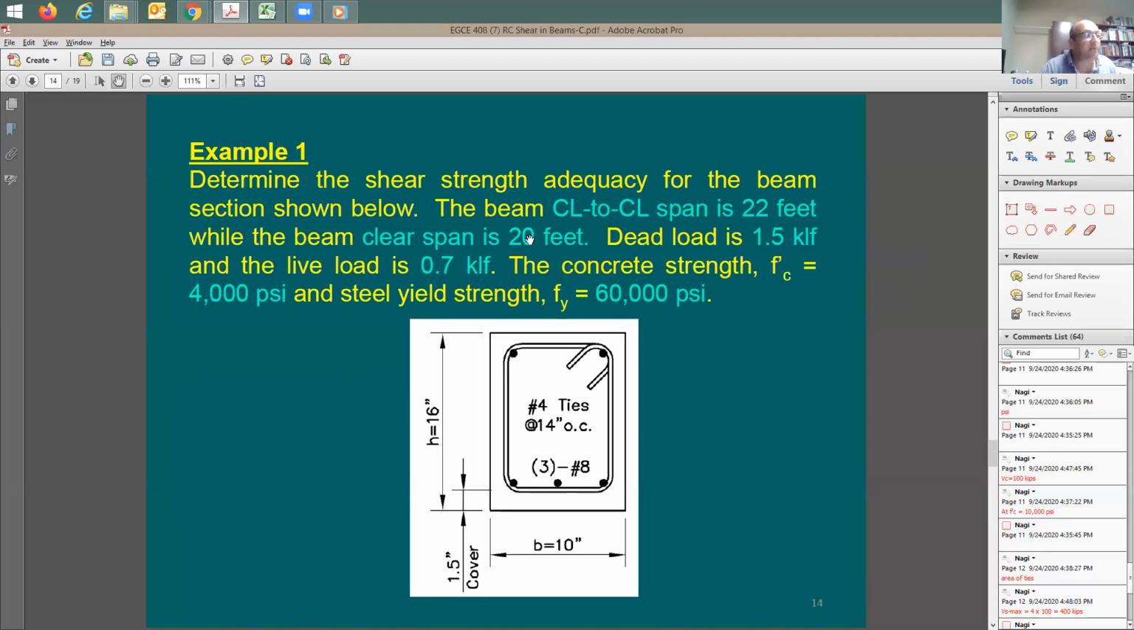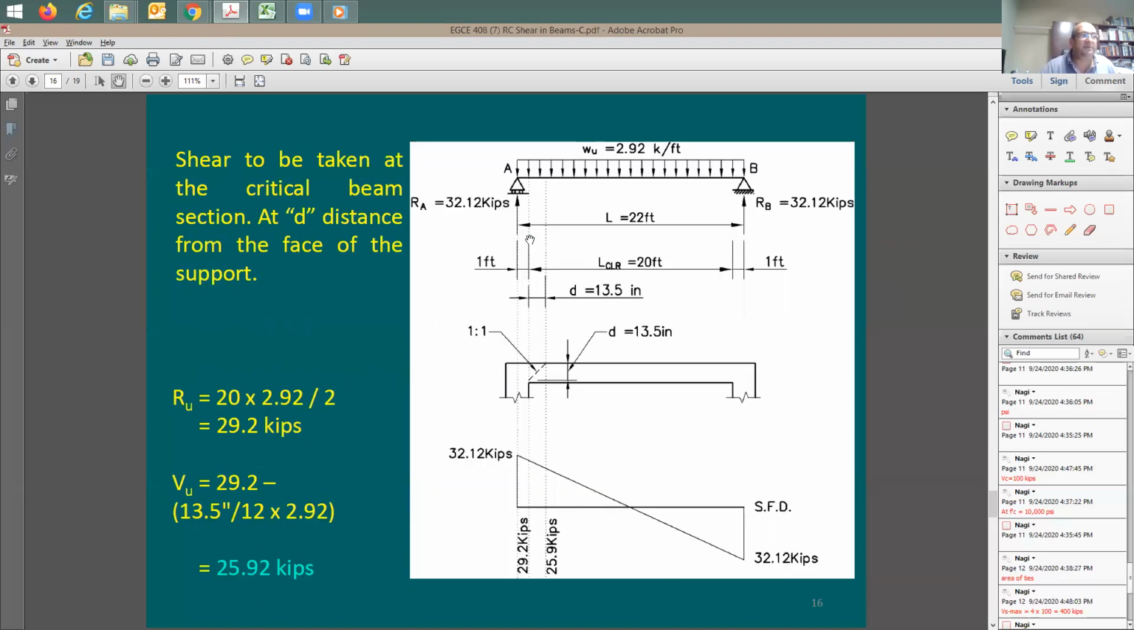So I'm trying to explain what is meant by center to center, which means center of support to center of support. And the clear span is going to be from face of support to face of support. So the support width could be maybe 2 feet here, 2 feet there. Anyways, the clear span is going to be this 20 feet, and the center to center support is going to be 22 feet. It means the column is going to be right here. You see the column? Here's the column. It's going to be running like this. And here's the other column.